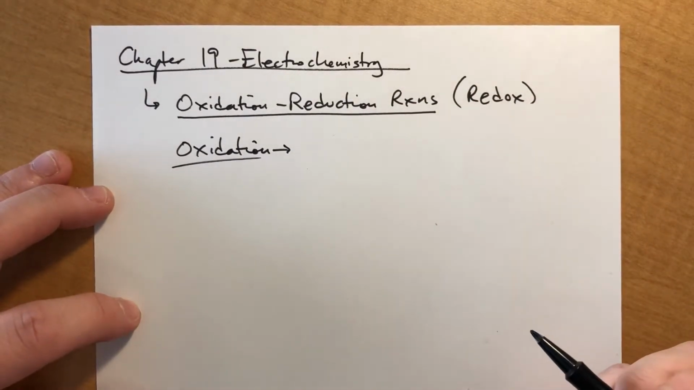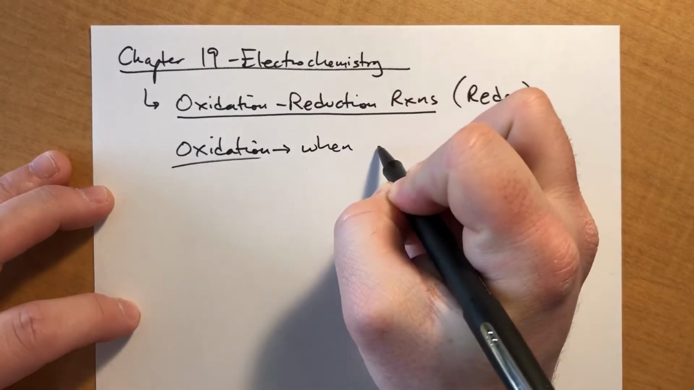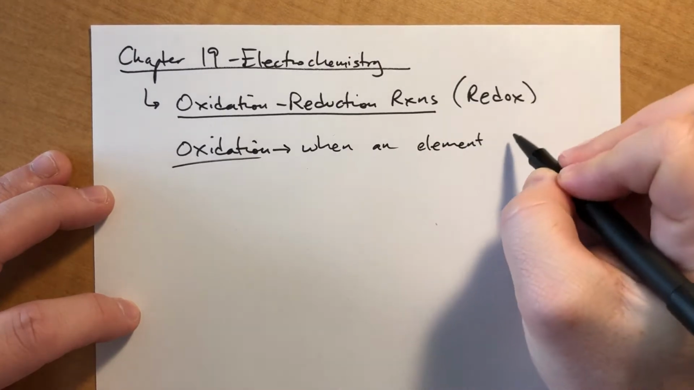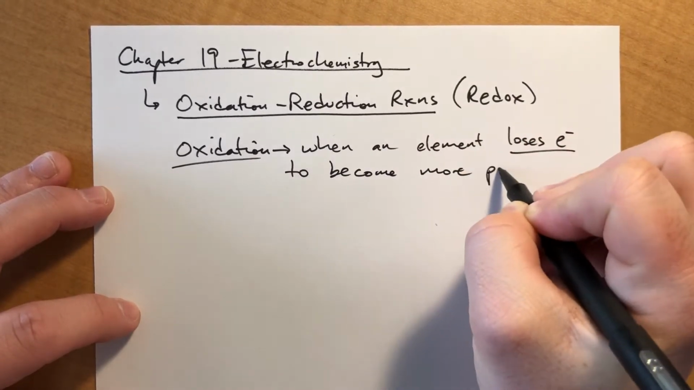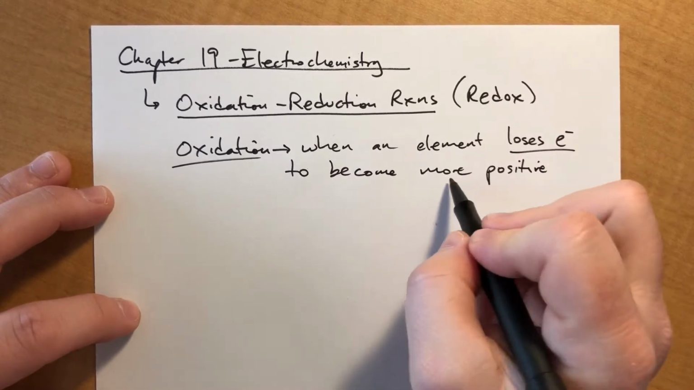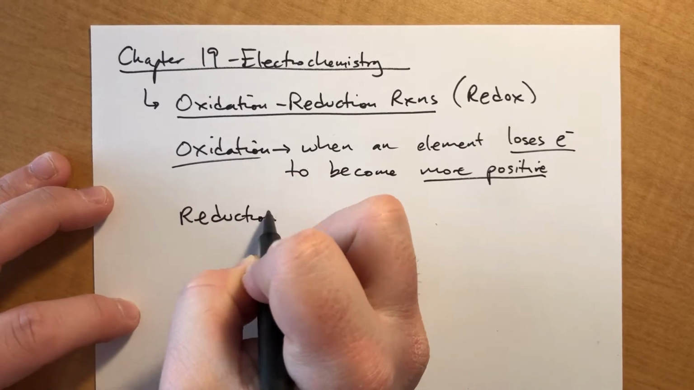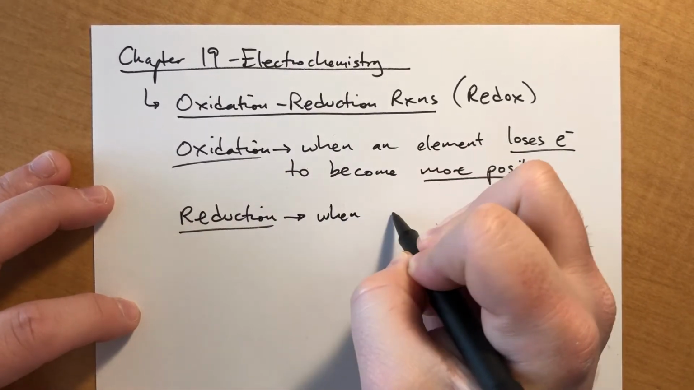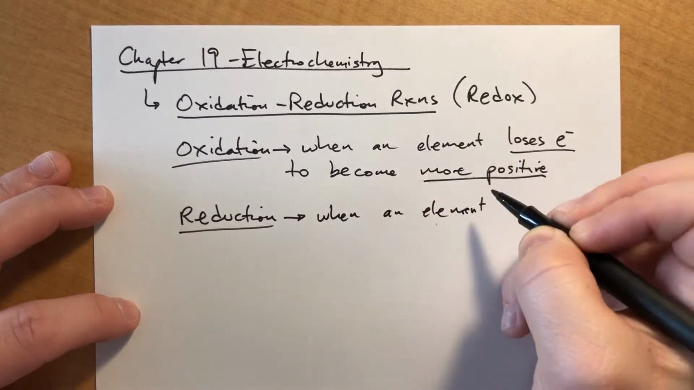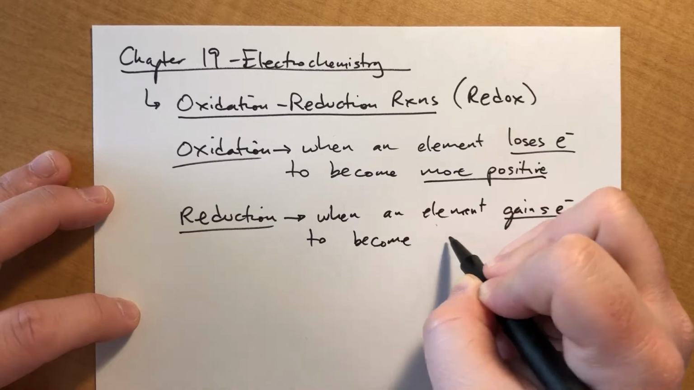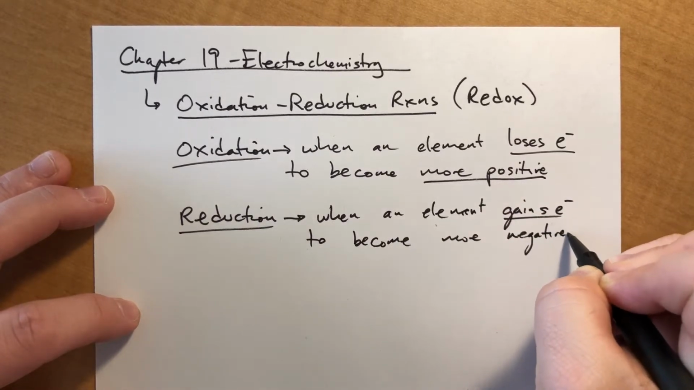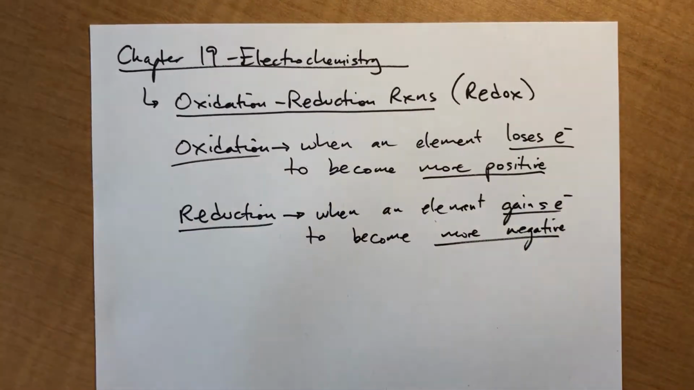Oxidation is when an element loses an electron to become more positive. Okay, reduction is the opposite. This is when an element gains electrons to become more negative. Okay, so we're going to see these a lot this chapter, but I figured starting out by defining those things is probably the most important place to start.